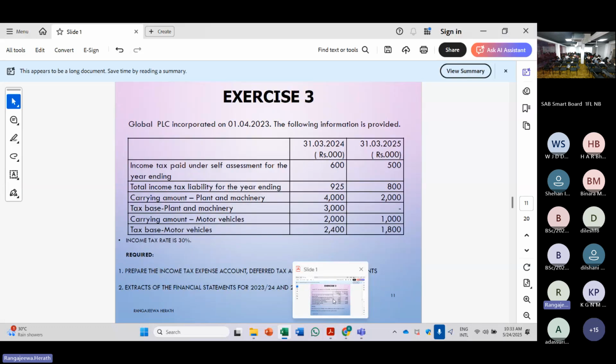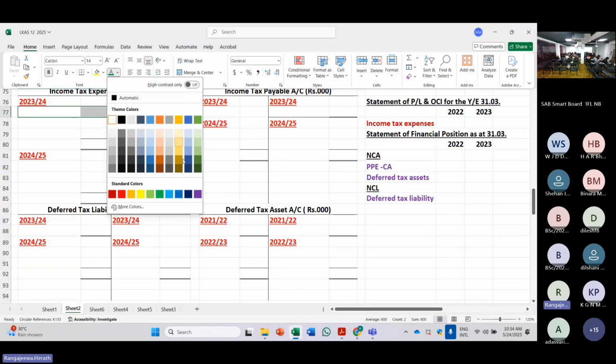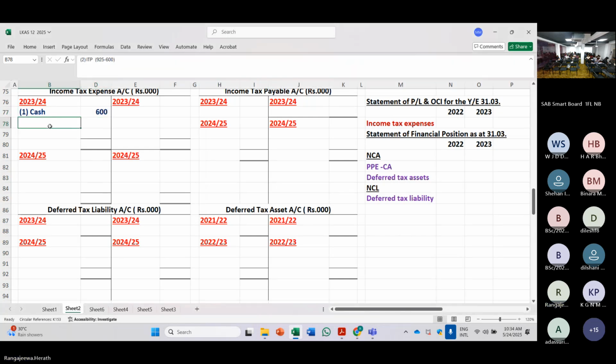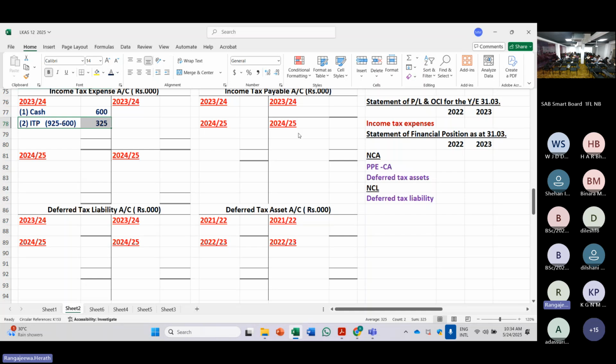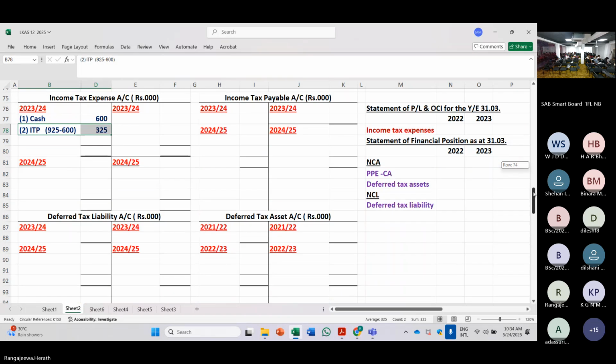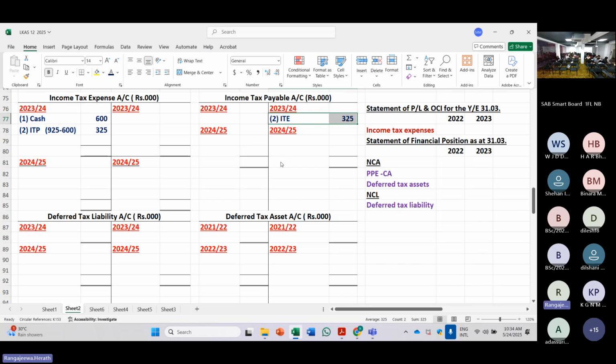Right? Here the 2024 tax paid 600, total income tax 925. So tax paid under self-assessment 600, cash credit, tax expense debit. Then the total tax liability 925. So that means we have 325 tax payable: debit tax expense, credit tax payable.